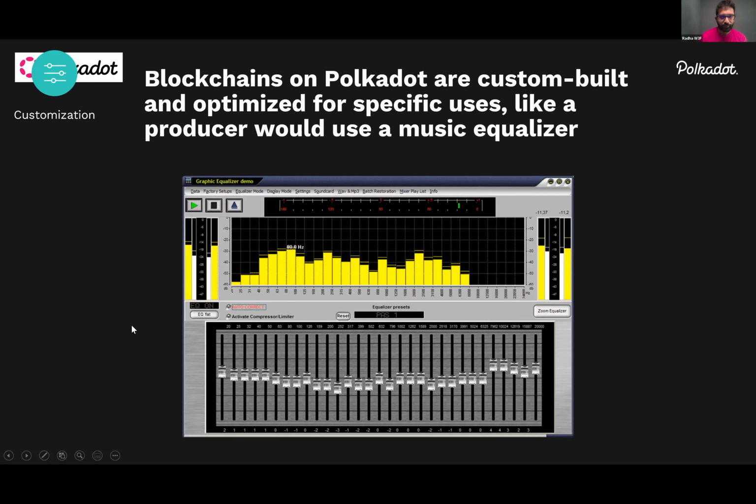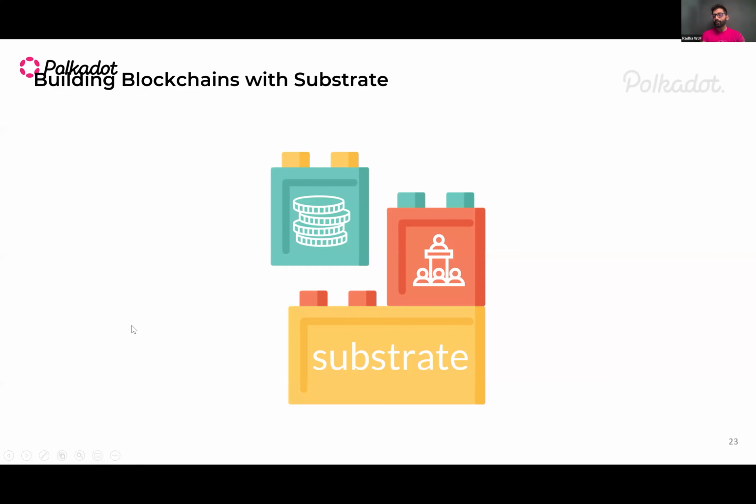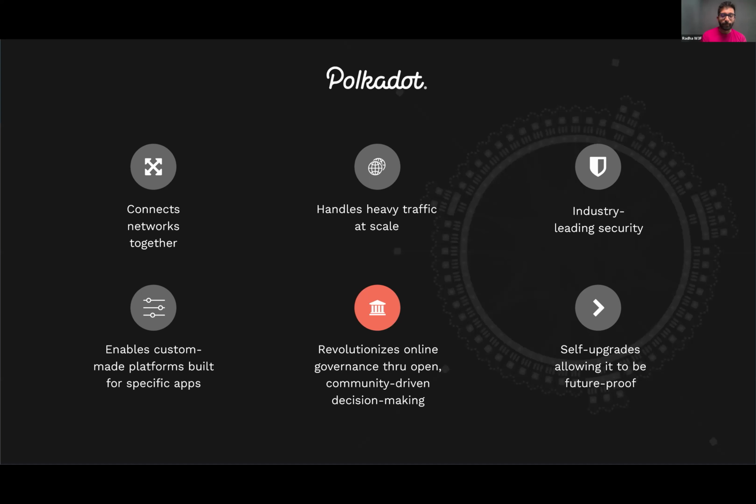All right. Also, Substrate provides this Lego block style development ease, where you have a bunch of pallets. Let's say I want balances in my blockchain. Instead of doing everything from scratch, I'm going to import that pallet, and right now I have my accounts. I have the ability to transfer balances and so on and so forth. And also governance, if you don't want to do everything from scratch, you can import that right away.